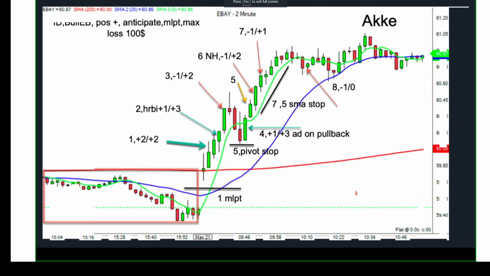Trade by Akke on eBay. He's identifying a bull elephant bar, and this is from Friday, right? Okay, so Fabulous 4, bull elephant bar here, after a neutral bar, right? What do we do with neutral bars again? Anybody help me there? That's right, we ignore them. So we take this bar off the chart. We don't see it. It never happened, right?